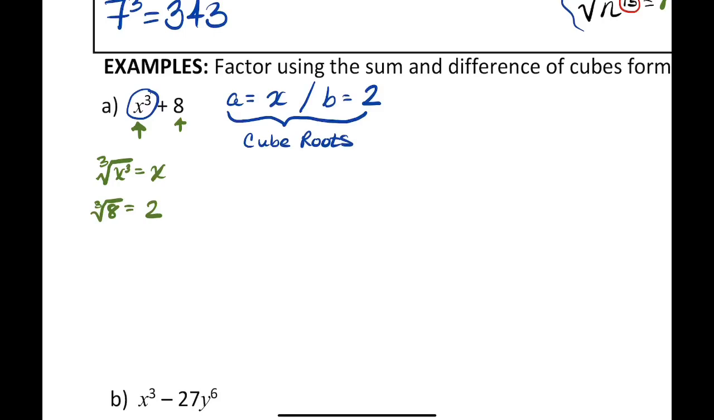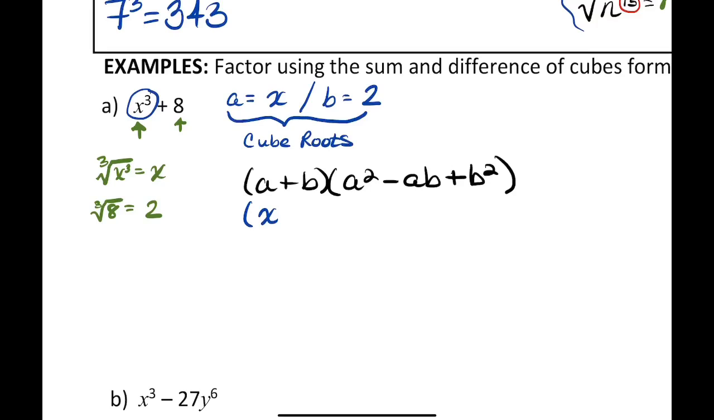All right, and then this is where it comes in handy if you write it all out. Now this is a sum of 2 cubes, so I'm going to write it like this. Now it just becomes a matter of filling it all out and putting everything where it's supposed to go. So a is equal to x. B is 2. So instead of a plus b, I'm going to write x plus 2, because a is x and b is 2.